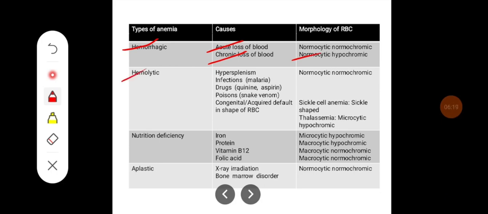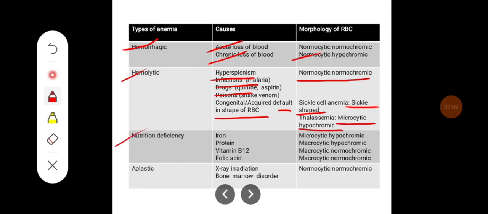In hemolytic anemia, which occurs in hypersplenism and infections like malaria, drugs, and poisons which can affect the RBCs extracellularly, there are also congenital causes, which can also be acquired, which change the shape of the RBC, such as sickle cell anemia, thalassemia, and hereditary spherocytosis. Here, the morphology would be normocytic normochromic anemia. In sickle cell anemia the RBC becomes sickle shaped, and in thalassemia you will see microcytic hypochromic anemia.